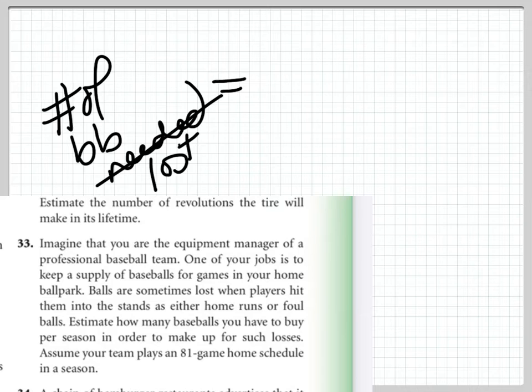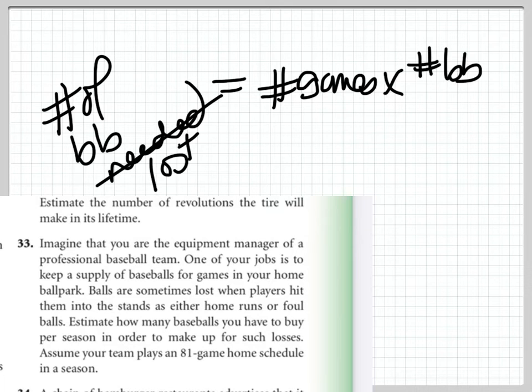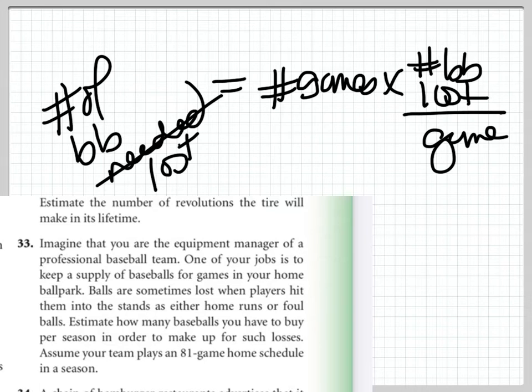So what factors do we know? We know how many games we have. Do we know how many balls are lost each game, or can we make a reasonable estimation? Do you think, and this is where the broadest powers of 10, so basically, number of games times number of baseballs lost per game. So we have this. This is what we need. And when we use the broadest Fermi estimation possible, do you think it's 1? Do you think it's 10? Or do you think it's 100?